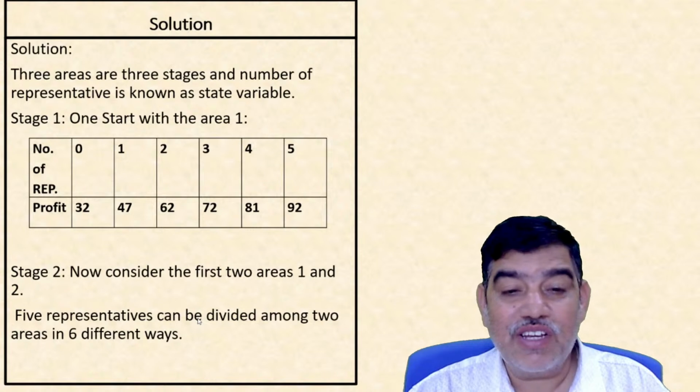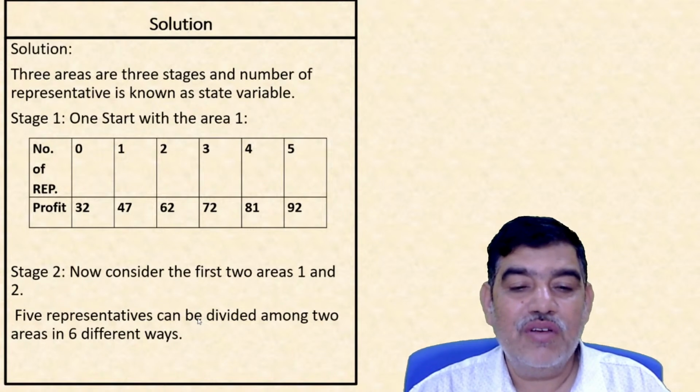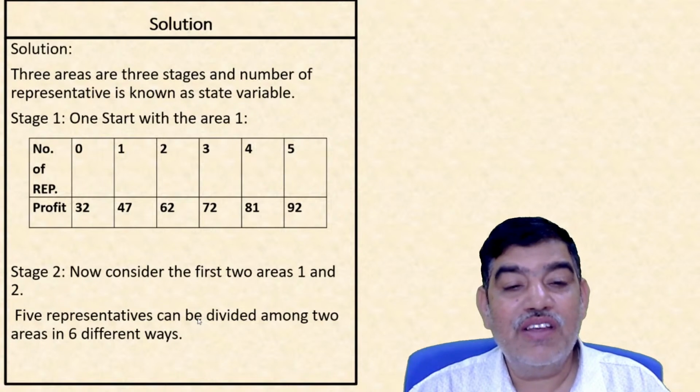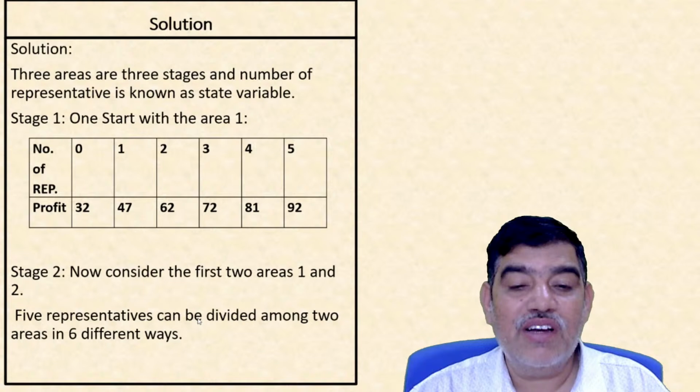In stage 2, we consider 2 areas, area 1 and area 2. We may also consider area 1 with area 3, but here I am considering area 1 and area 2. Now consider the first 2 areas, area 1 and area 2. But what is the limitation here?